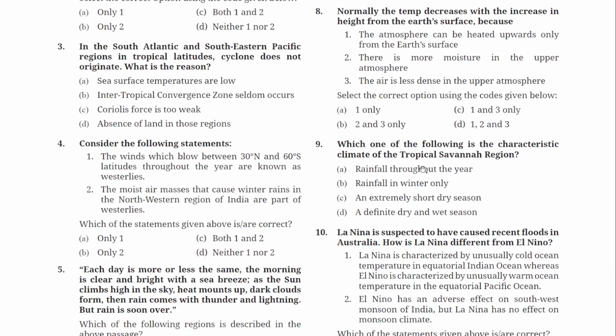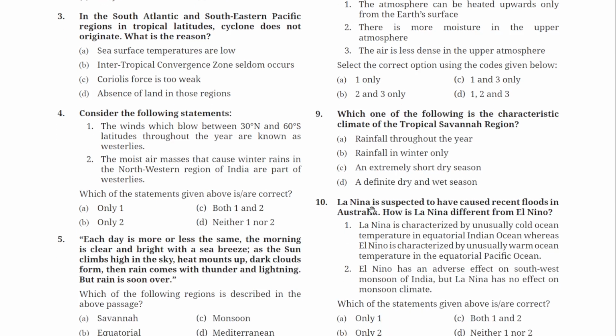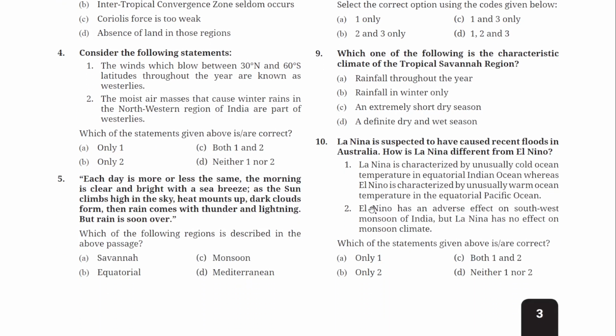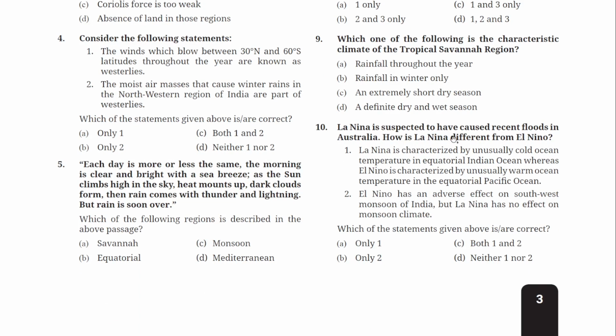Question number 9. Which of the following is the characteristic climate of the tropical savanna region? So, tropical savanna region, the answer is definitely dry and wet season. This is purely remember-type, where you have to know the types of climate and their characteristics. La Nina is suspected to have caused recent floods in Australia. How is La Nina different from El Nino? So, a conceptual based question.